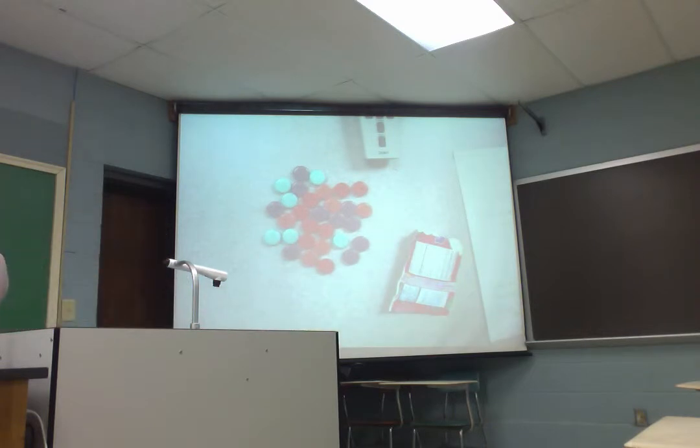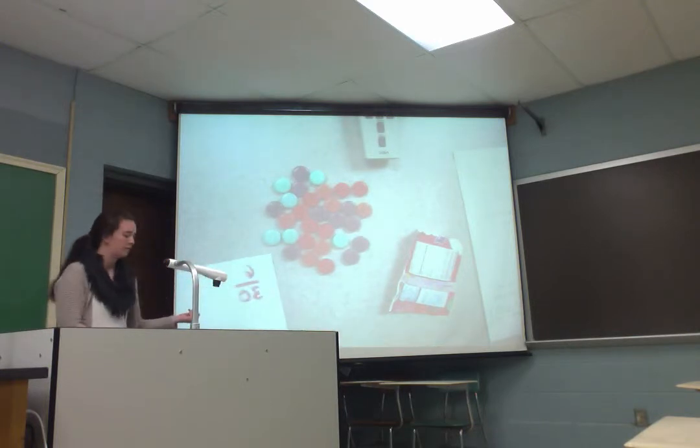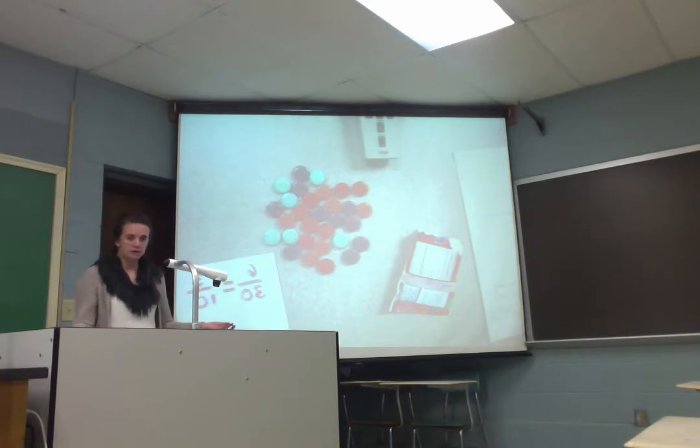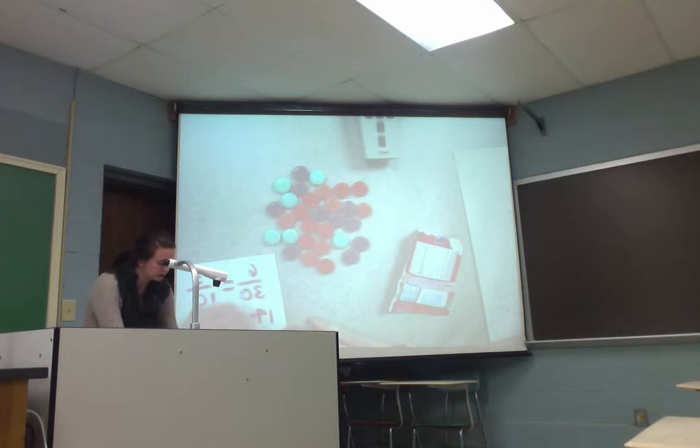That would be 6 over 30, since there are a total number of 30 in the bag, which would be 3 over 10, simplified. So what would be the total number if I wanted reds? There are 14 reds, so that's 14 over 30, which would then equal 7 over 15.